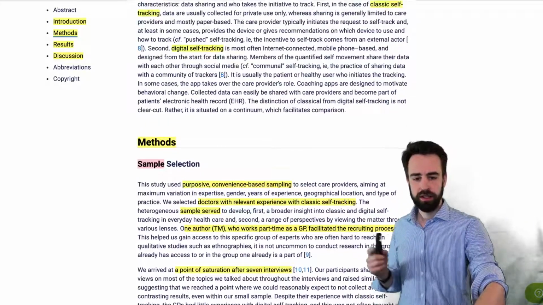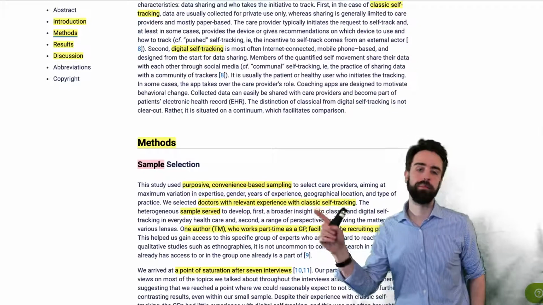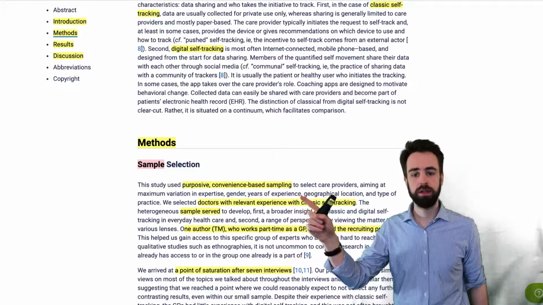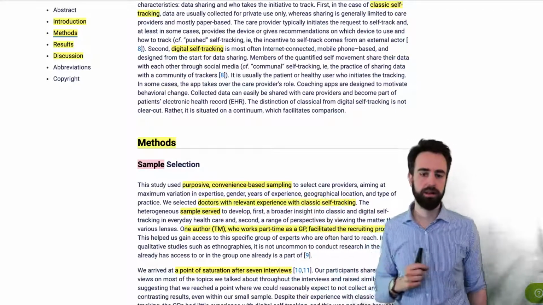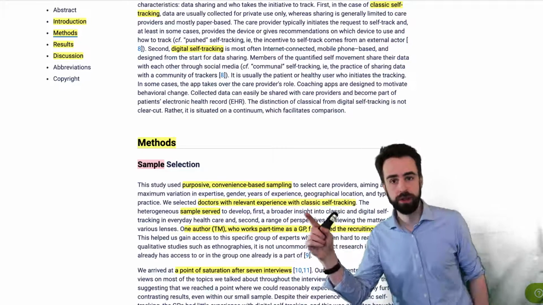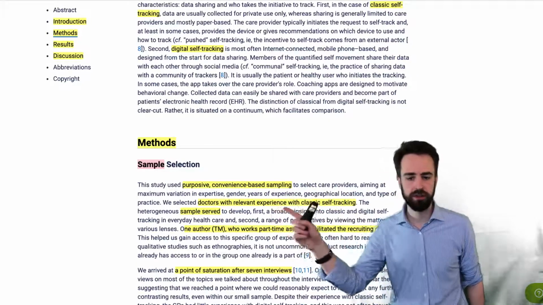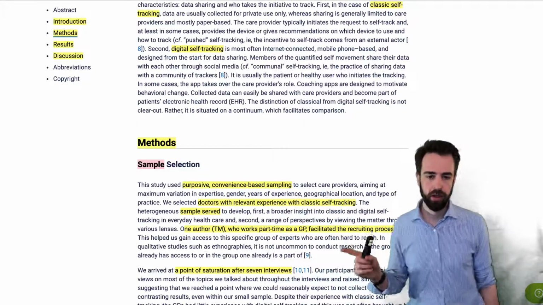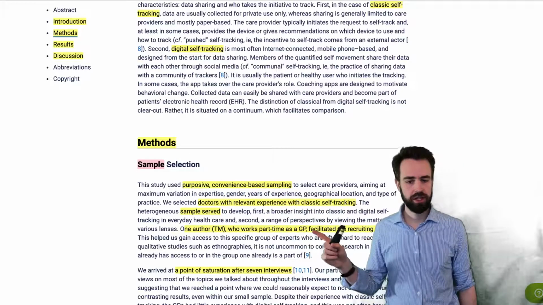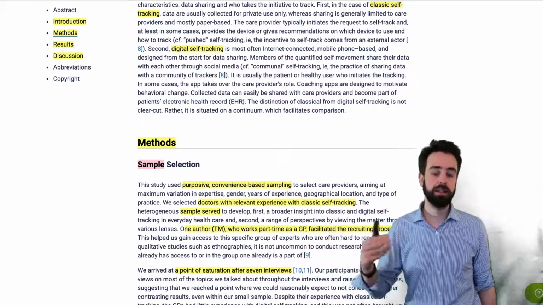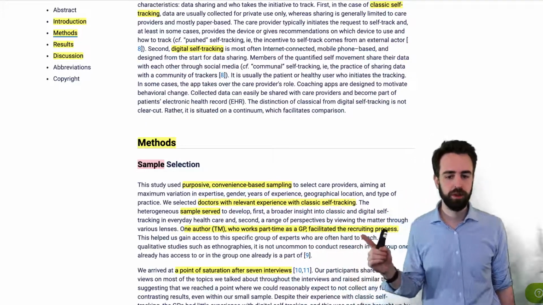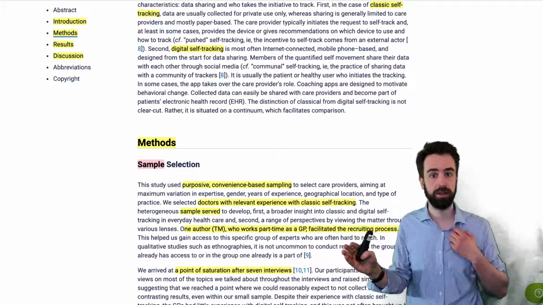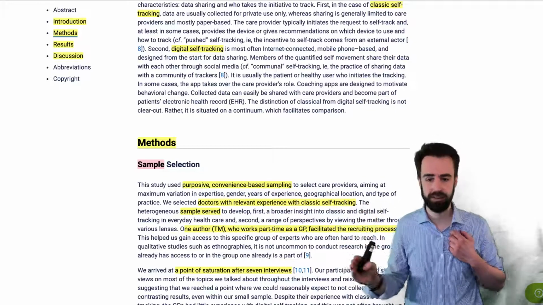So here you can see we start with the sample selection. So the study here uses a purposive, convenience-based sample. Also, what were the inclusion or exclusion criteria? Well, doctors with relevant experience with classical self-tracking methods. Additionally, one of the authors is a general practitioner herself, and she used snowball sampling in order to facilitate the recruiting process. So here we get a very detailed explanation on how the data were gathered.